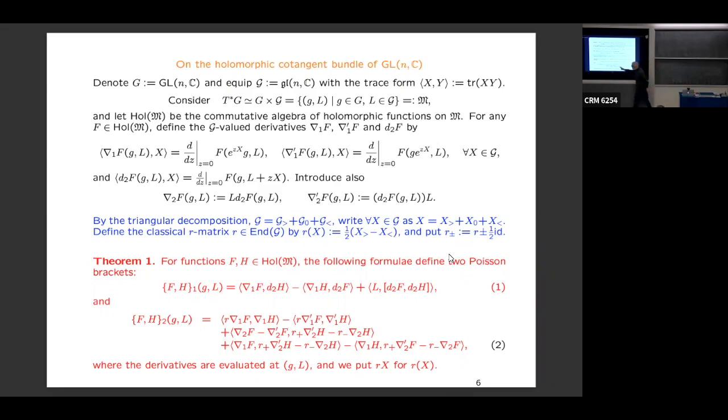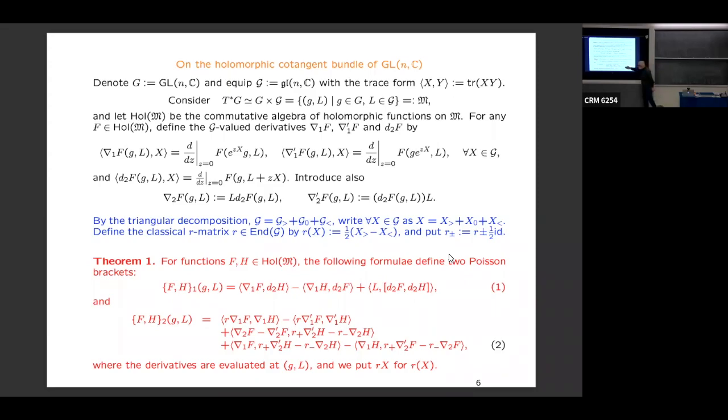In the first line, you can recognize this Sklyanin bracket on the group GL(n, C) with this R matrix. And then there is a term which contains only the second derivatives. There is some interaction between the first and second derivative. So one feature of this bracket is that the first bracket is linear if you consider the matrix element functions on the phase space. On those functions, this bracket is linear, and the second one is quadratic. I will say something about the origin of the second bracket a little bit later.